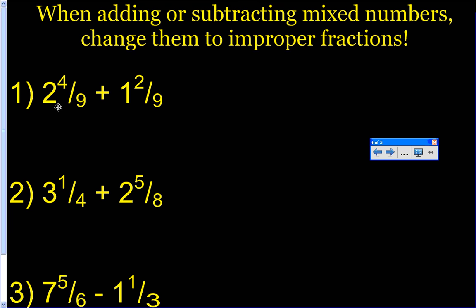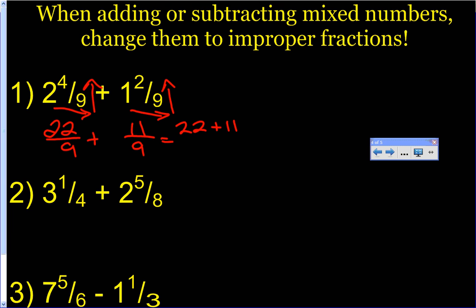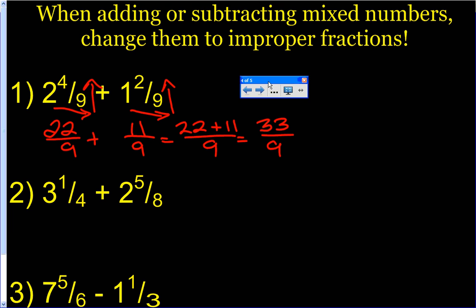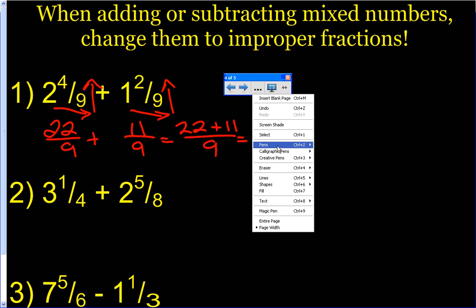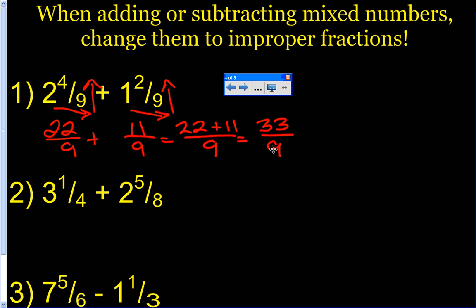So again, changing them to improper, multiply and add. So 2 times 9 is 18, plus 4 is 22 over 9, plus 1 times 9 is 9, plus 2 is 11 over 9. These already have a common denominator, so I'm just going to take 22 plus 11 over the common denominator of 9, which gives me 33 over 9. This is improper. The top's bigger than the bottom. From now on, we're not going to leave our answers improper. So we need to change this to a mixed number.